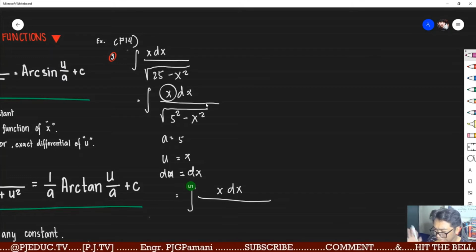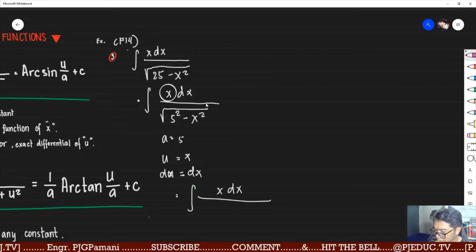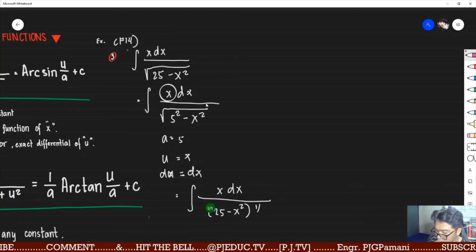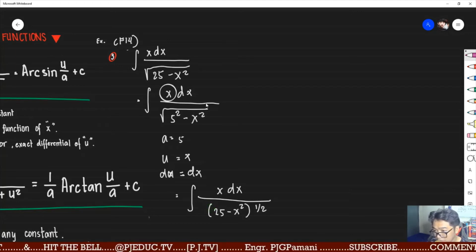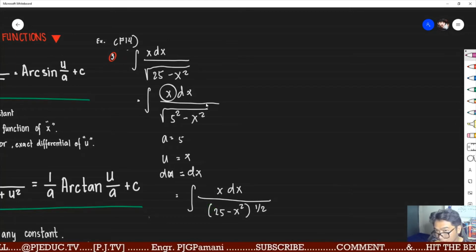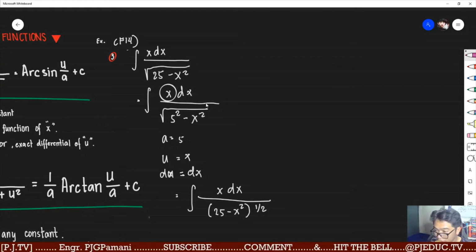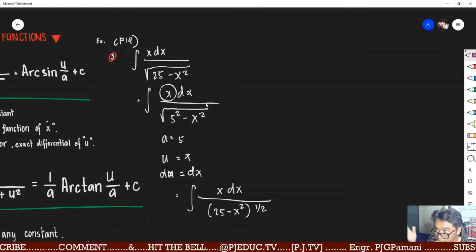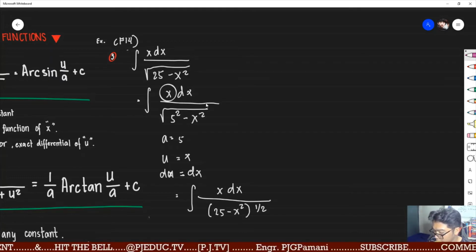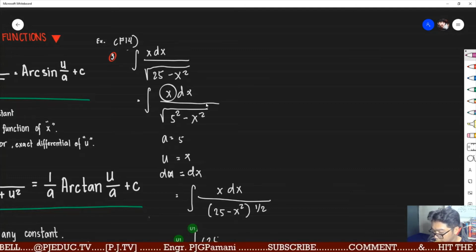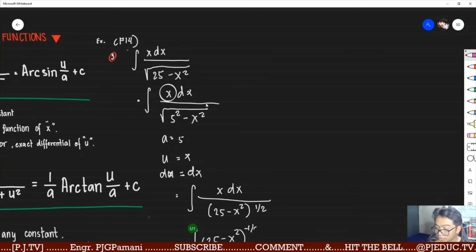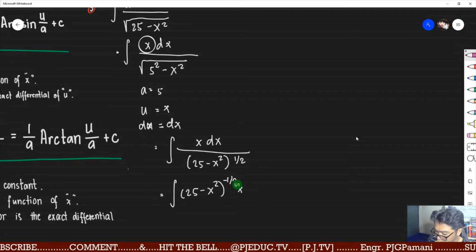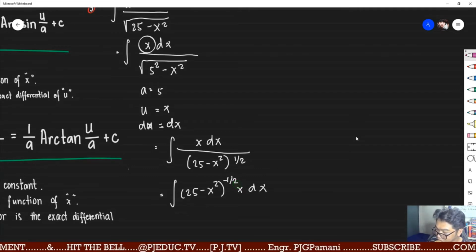Notice that our denominator can also be expressed, don't forget your previous integral formulas, as 25 minus x squared raised to 1/2. Simplifying it, that is 25 minus x squared raised to negative 1/2, and that is also x dx as it is.